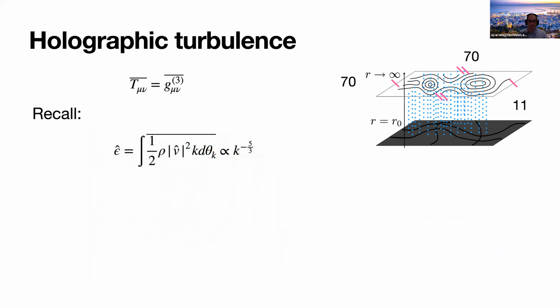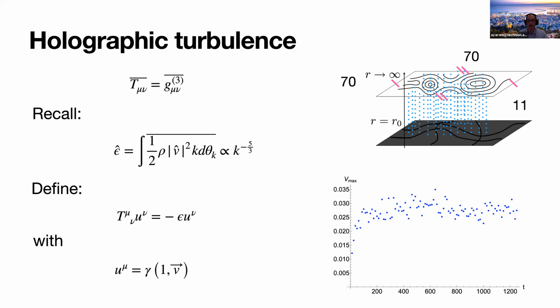So this is what we'd like to check. What we do is we just define a Landau frame velocity field. It's the eigenvector of the energy momentum tensor with a negative eigenvalue. And from that, we can define a velocity field. We can check that the velocity field is non-relativistic.